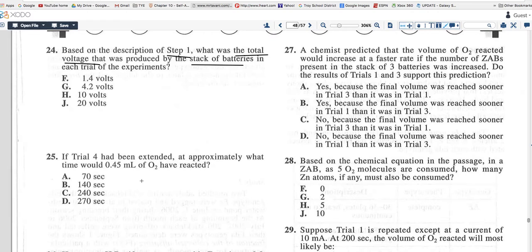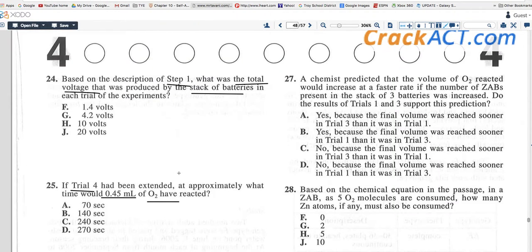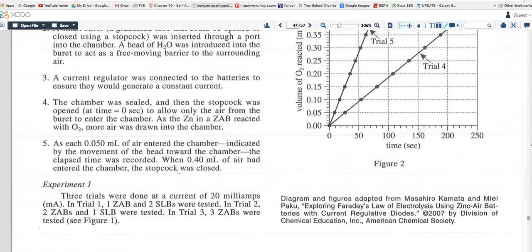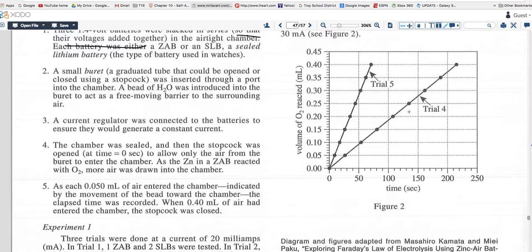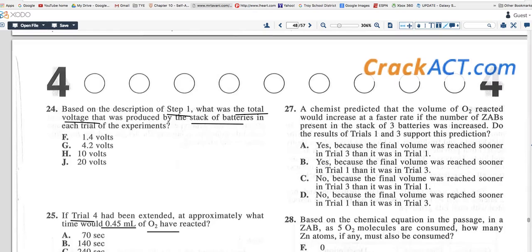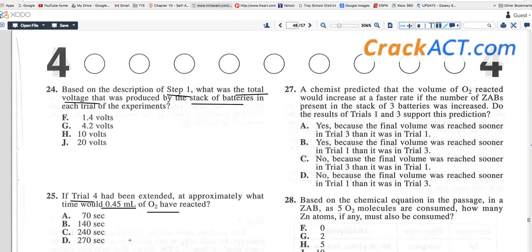Sean, 25. You would underline trial 4. Good, and then 0.45 of O2. Good. And then you go to trial 4 on experiment 2 in figure 2. Yep, and then you just extend the line, and you'll see that it goes to 240. Perfect. And scroll right down to the x-axis, and it's 240 right down there. Alright, so that is C. Alright, next one. And 24 was G.